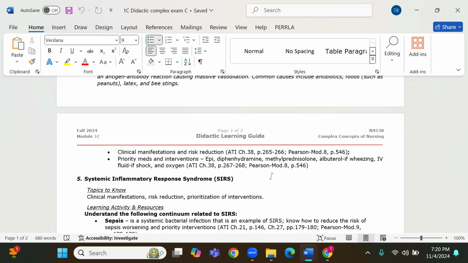Now, look right here, methylprednisolone, and that would reduce the inflammation happening in the body. So they're probably going to give the patient methylprednisolone. And if it is affecting their airway, albuterol will help open that airway up. So you're probably going to get all these meds. There's probably going to be a question on that. Like I said, IV fluid if shock, and then oxygenation.